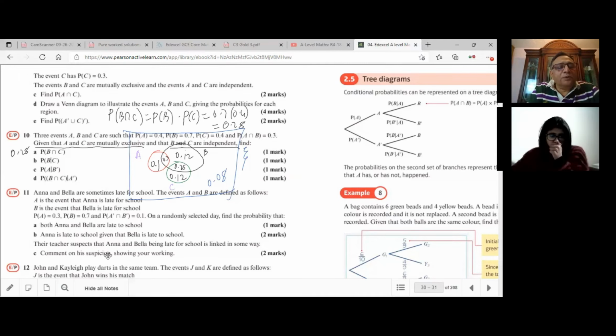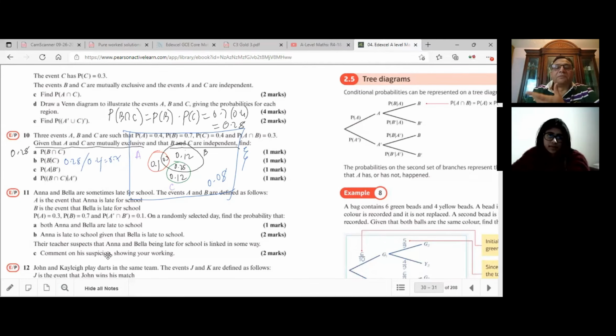You're right. The probability of B when C has already occurred. So we have to now look into the domain of C, and the probability of B is 0.28. That is the intersection of B and C, and the probability of C, which is given to us, is 0.4. Do you see how easy it is? So 0.7.